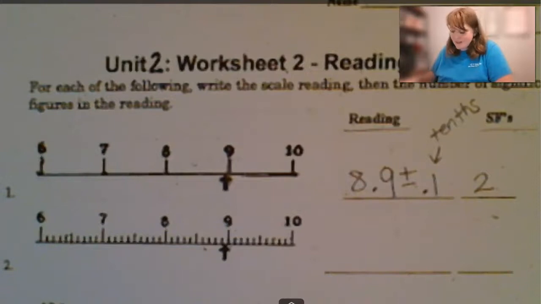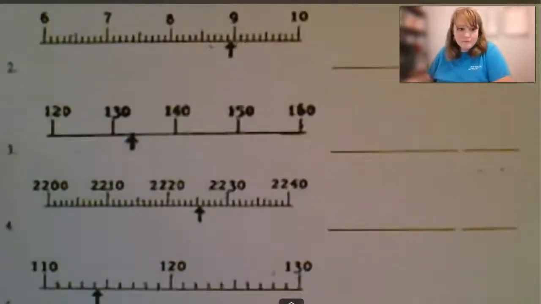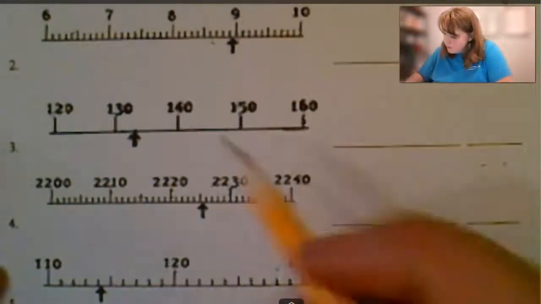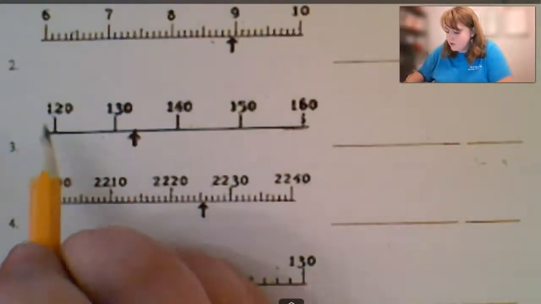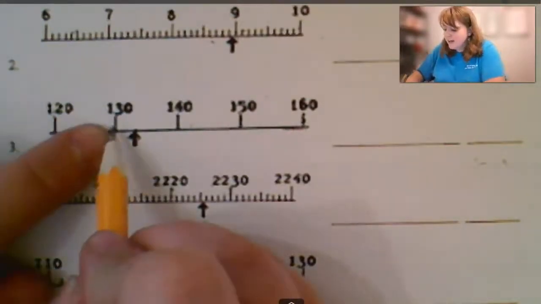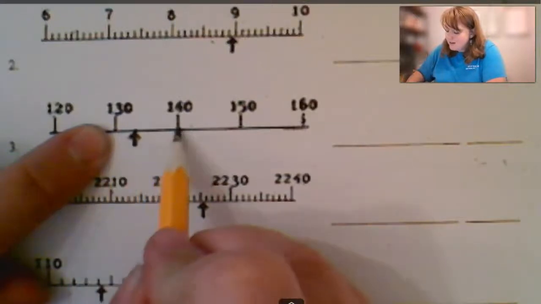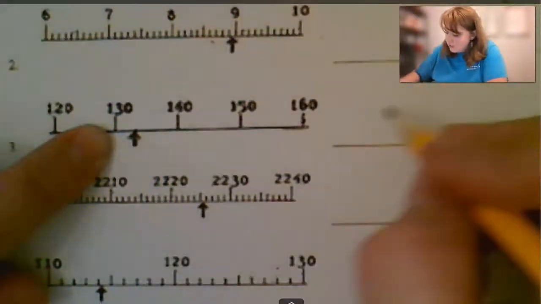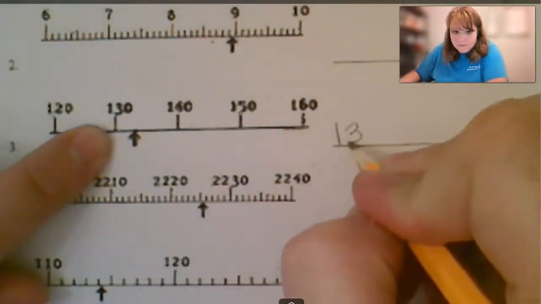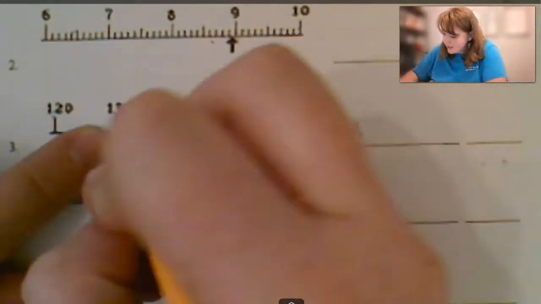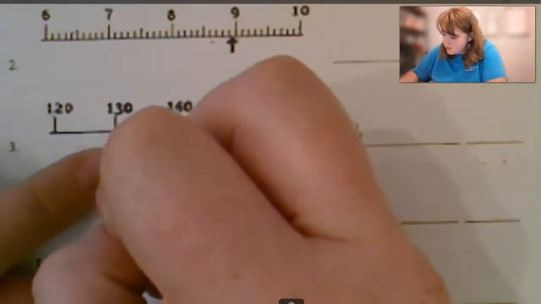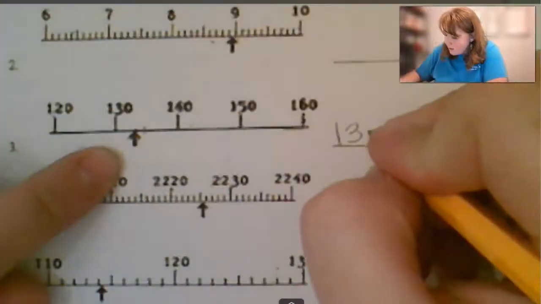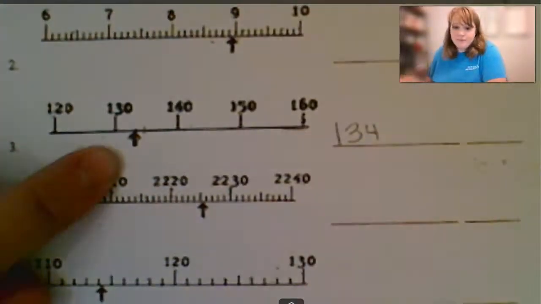Okay, let's look at number 3. So number 3, we know for certain that it's 120, 130, and I have to estimate the next digit. I know for certain 130. And it looks like it's between 130 and 140, but it's not quite 135. I'm going to call that 134.